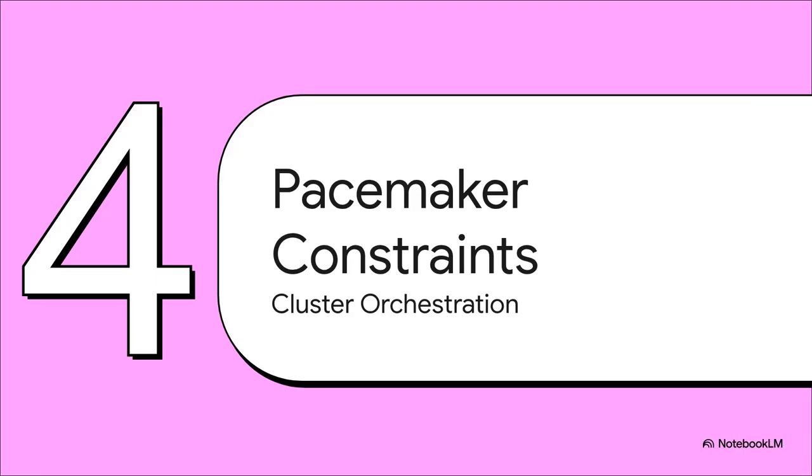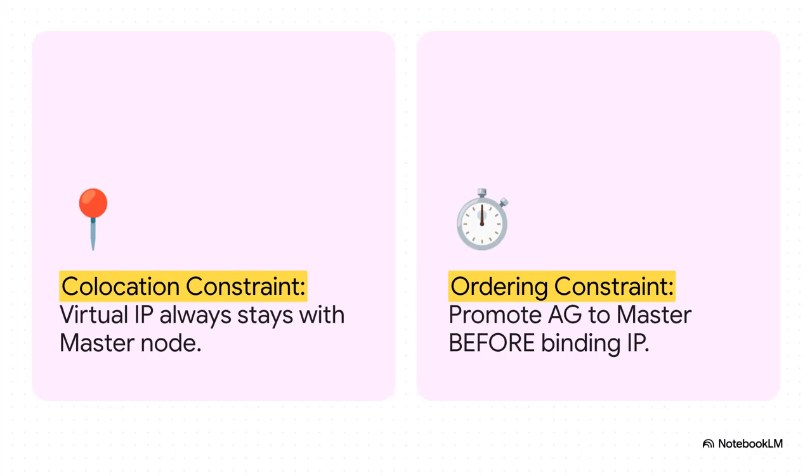Which brings us to Section 4, the orchestrator, pacemaker resources, and constraints. Next up, we jump into the orchestration layer. Guys, this is where the magic really happens. On our primary node, using our PCS commands, we define two totally vital resources, the promotable availability group clone set and, of course, our floating virtual IP.